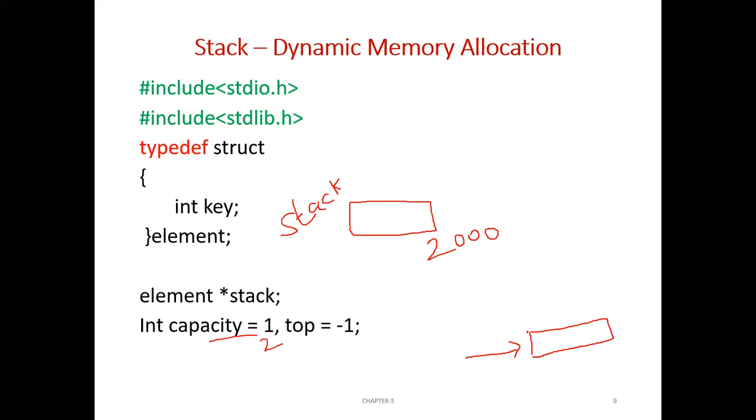So accordingly we'll allocate more memory. Now the capacity will become 2. Now one more element, the second element, can be pushed. But when you push the third element, again the stack is full. So whenever the stack is full, the stack size will be doubled.